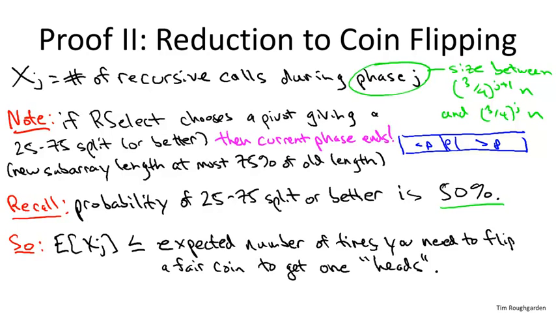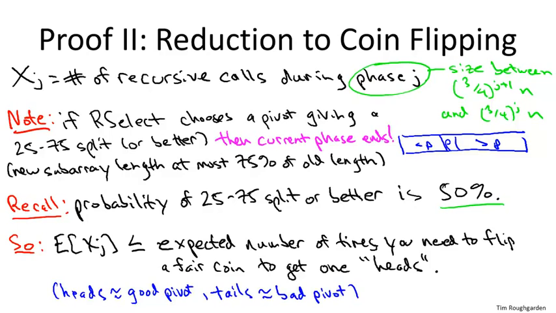So what's the correspondence? Well, think of heads as being: you're in phase j, and if you get a good pivot that gives you a 25-75 split, call that heads, and it guarantees that you exit this phase j, just like it guarantees that you get to terminate the coin flipping experiment. Now, if you get a pivot which doesn't give you a 25-75 split, you may or may not pass to a higher phase j, but in the worst case, you don't. You stick in phase j if you get a bad split, and that's like getting a tails in the coin flipping experiment, and you have to try again.